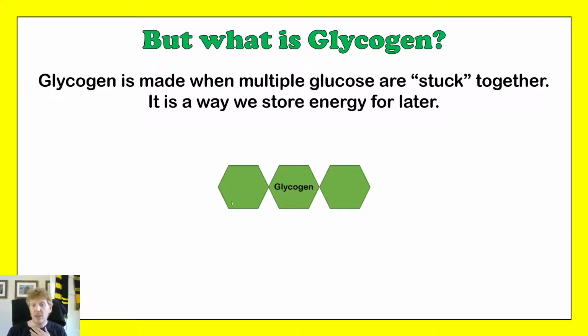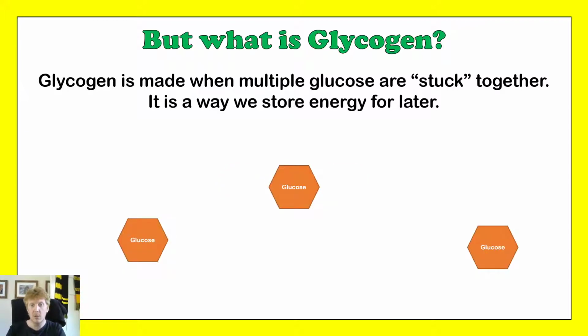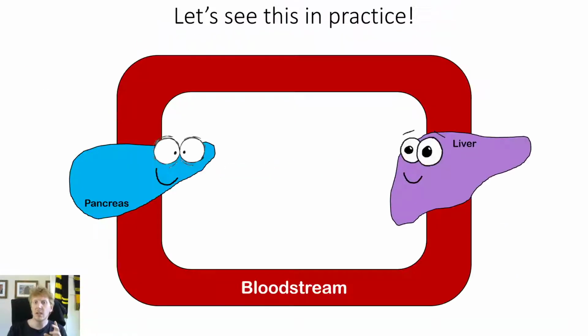So now we've actually made this molecule glycogen, and we no longer have any glucose. So the glucose levels have fallen. Here we've got 0 glucose. Here we've got 3 glucose, okay? And so by creating glycogen, we'll actually take glucose out of the blood. And let me show you how that works right now. So let's have a look at this in practice.